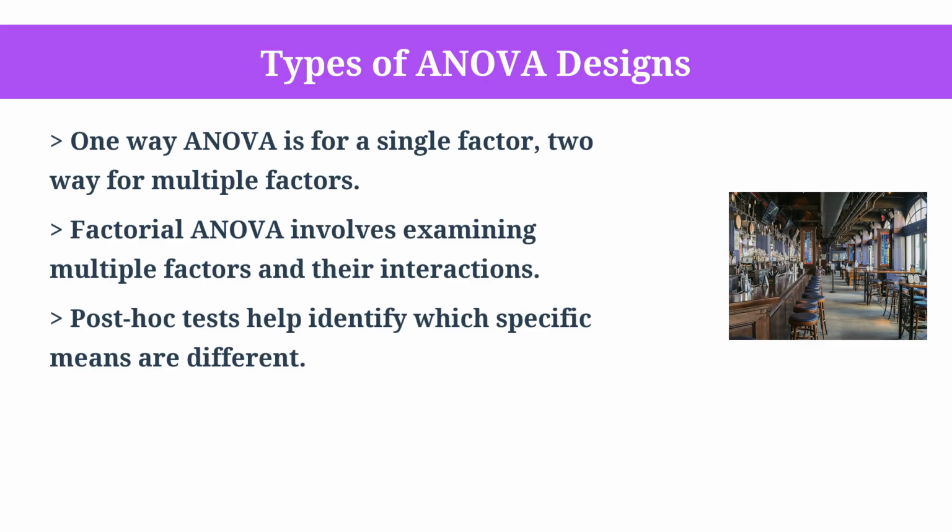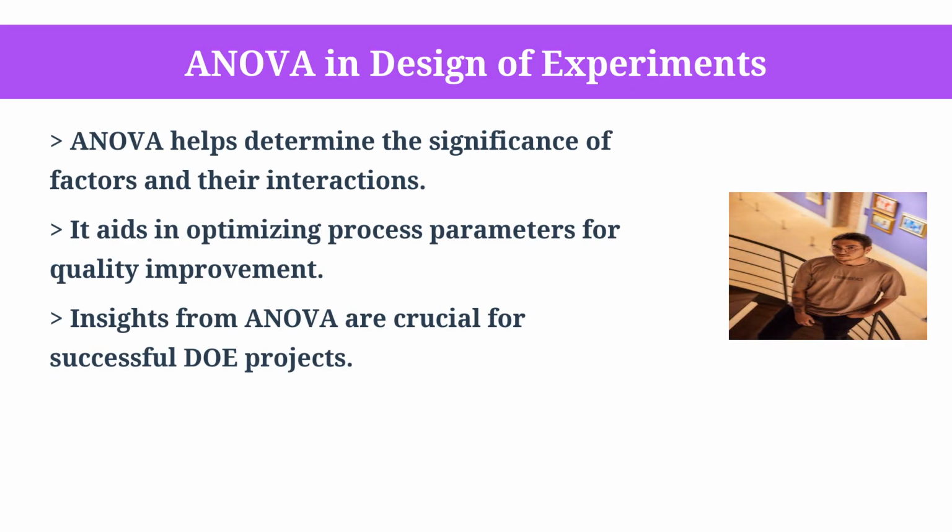The cool thing about ANOVA is that it not only tells you if there's a significant difference, but also helps you understand which specific means are different from each other through post-hoc tests. This is really handy because sometimes even though the overall test shows significance, you might have different group comparisons to make.